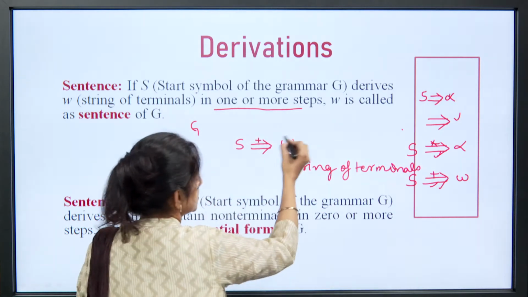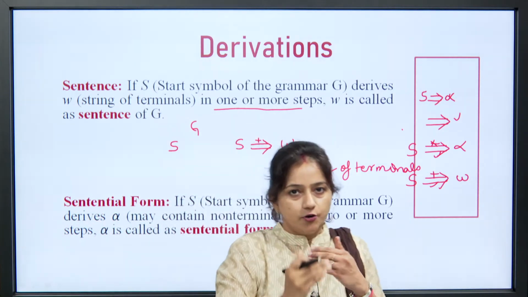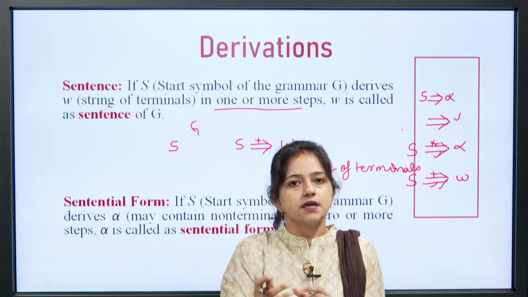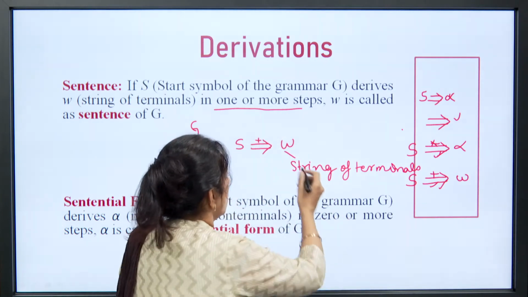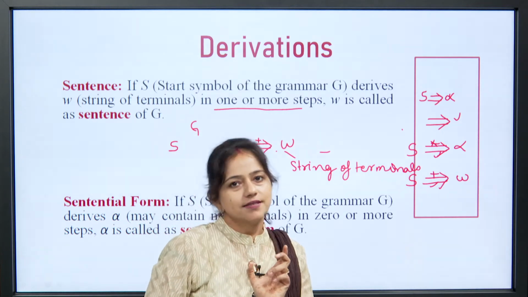So, this w is called a sentence of capital G. When we are doing the derivation, we will get many forms, and the form in which all symbols are terminal symbols is called a sentence.